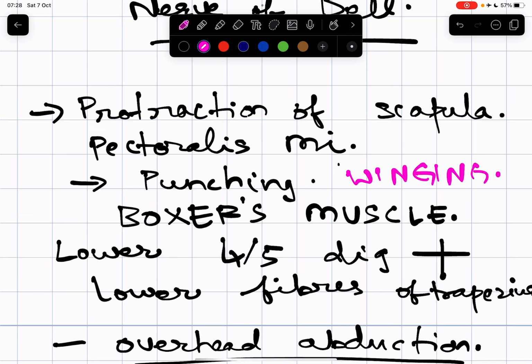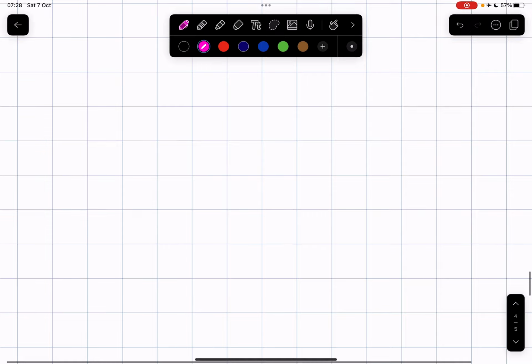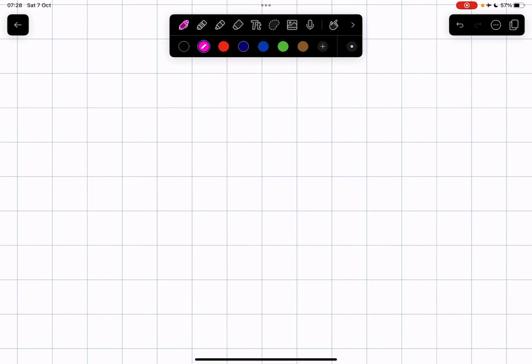I will show you the picture of the winging of the scapula. That is, the medial border of the scapula becomes prominent due to paralysis of serratus anterior, because it fails to keep the medial border, or the vertebral border, closely in contact with the thoracic wall, right, due to injury of the long thoracic nerve. Now, how does the long thoracic nerve supply the serratus anterior?